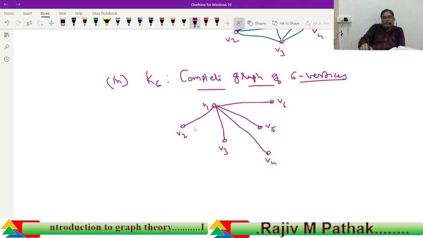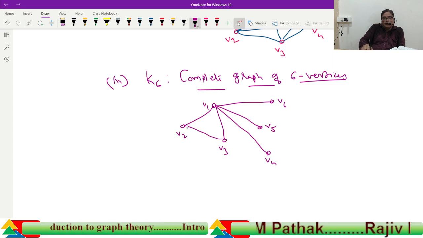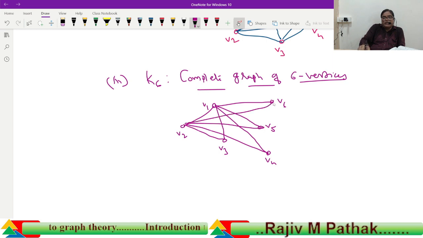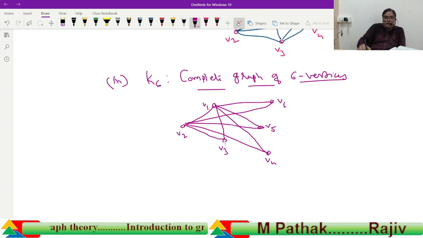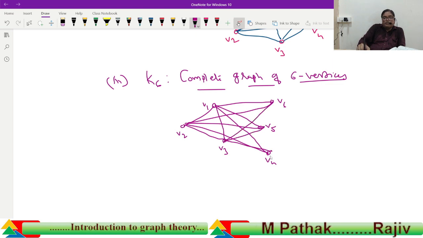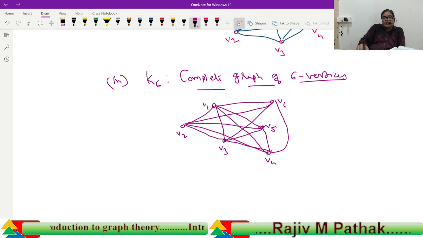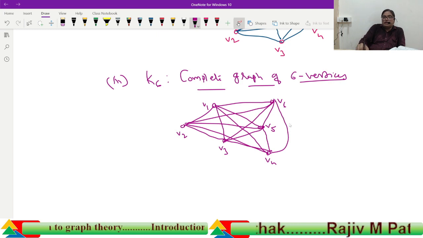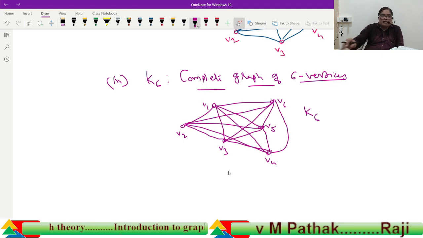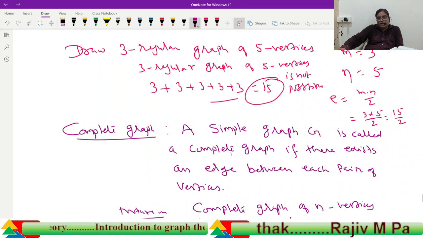अभी V2 से V1, V2 to V3, V2 to V4, V2 to V5, V2 to V6, like this. Okay, then V3 to V1, V3 to V2 is there, V3 to V4, draw this edge, V3 to V5, V3 to V6. Then V4 to V1, V4 to V2, V4 to V3 is an edge, V4 to V5, V4 to V6. Then V5 to V1, V2, V3, V4, there is an edge, V5 to V6, and V6 से automatically सब होगा. So this is K6. So this way we draw K6 graph.